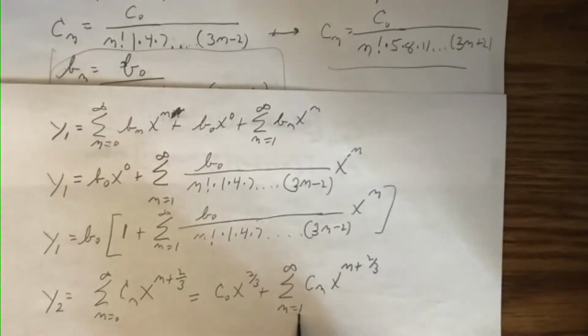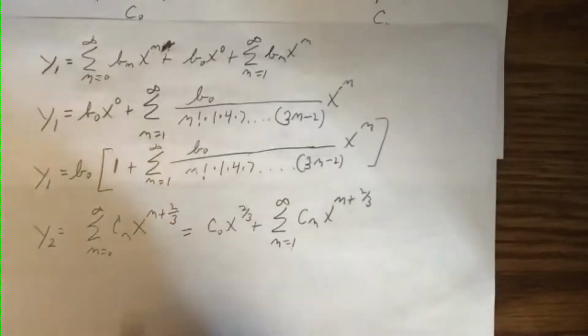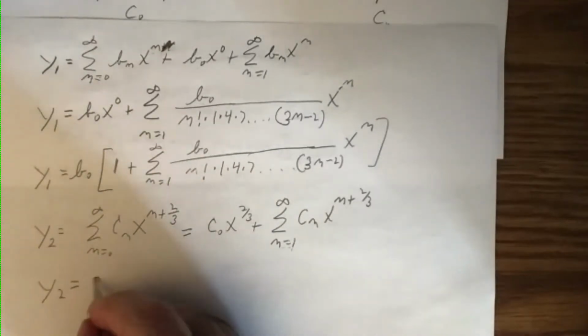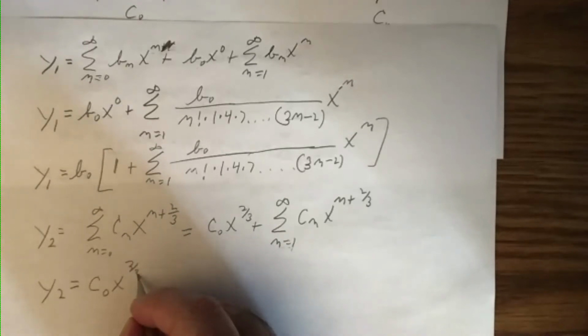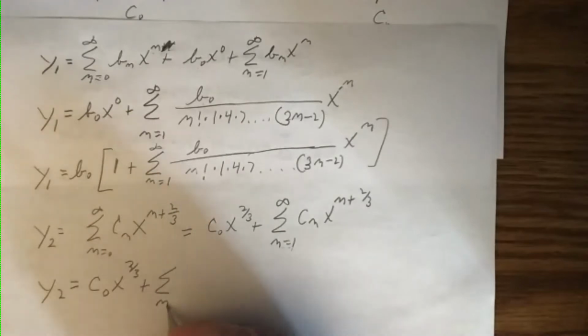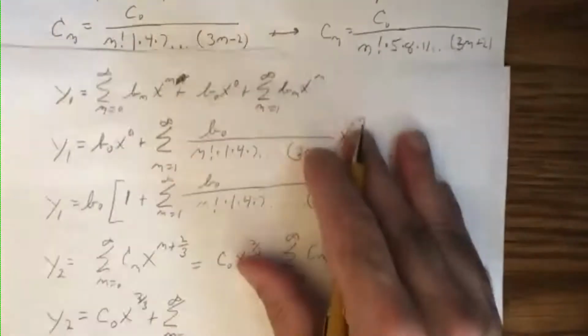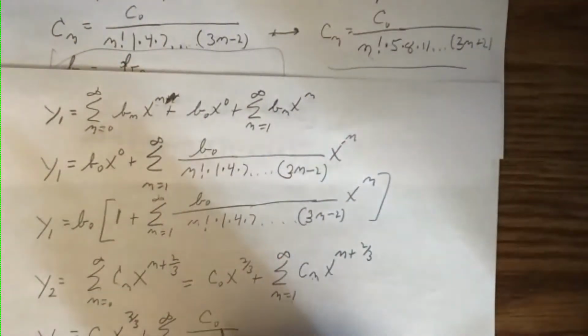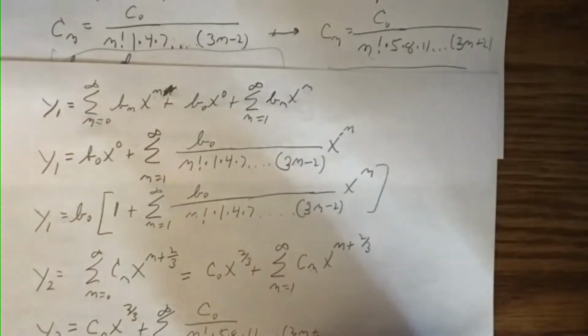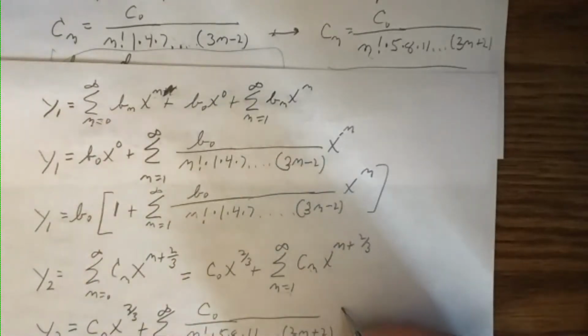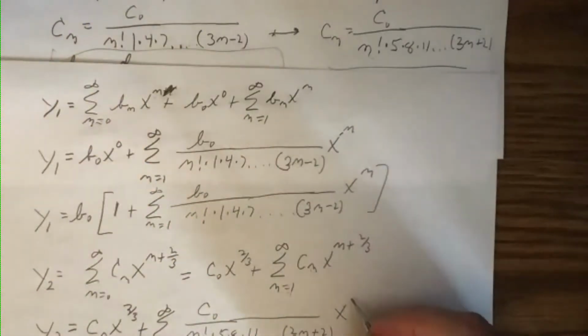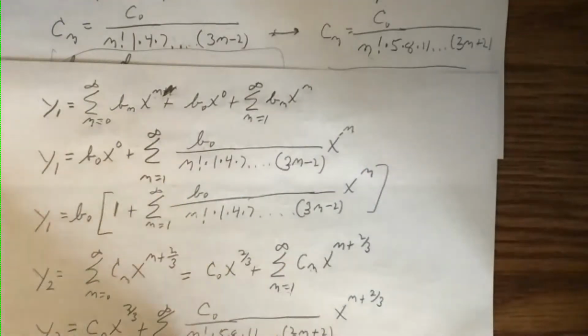So let's see. Then we can write y2 as C0 x^(2/3) plus the summation n equals 1 to infinity, and then I put in what my Cn's are. My Cn's are C0 over n factorial times 5 times 8 times 11, dot, dot, dot, (3n plus 2), and this is x to the n plus 2/3. Yeah, I could write it like that.